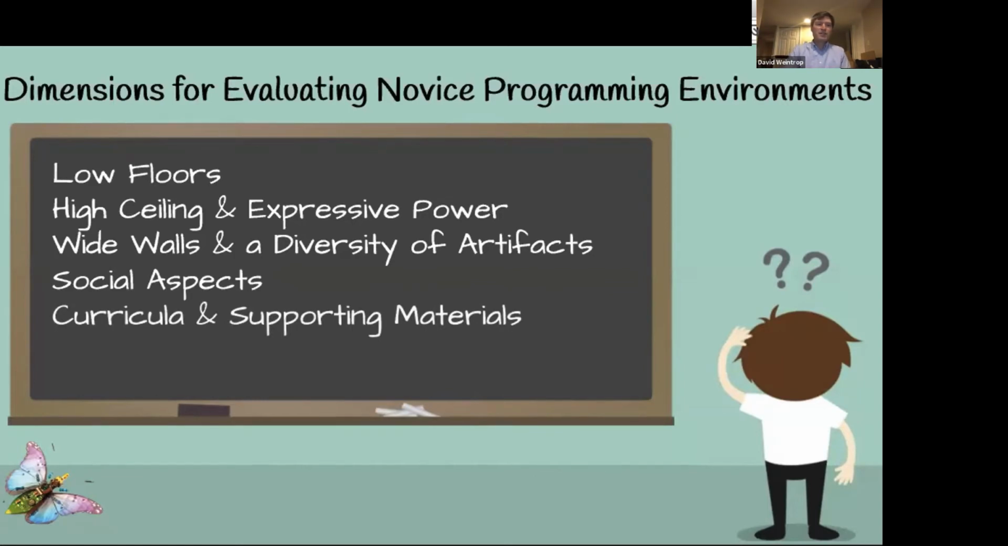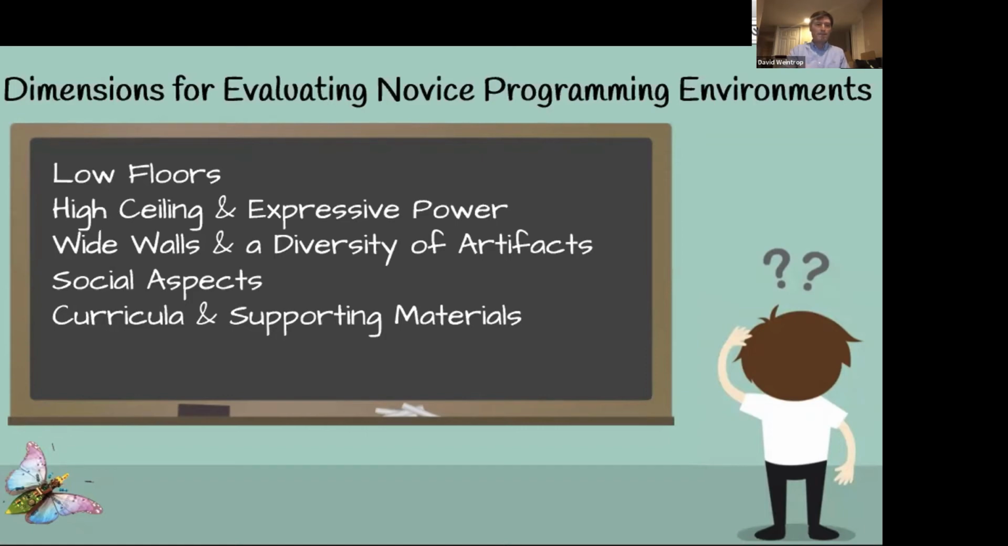A fifth dimension is not necessarily a characteristic of the environment itself, but instead thinking about curricula and supporting materials, again, the larger ecosystem that it's situated within. Some environments might be really cool and exciting, but have very little in the way of curricula or supporting materials. You might be directed to a GitHub repository that you have to compile and host on your own, versus other really mature environments that have textbooks and examples that go along with them, and assessments, et cetera. So another dimension to consider is the supporting materials that go along with the tool.